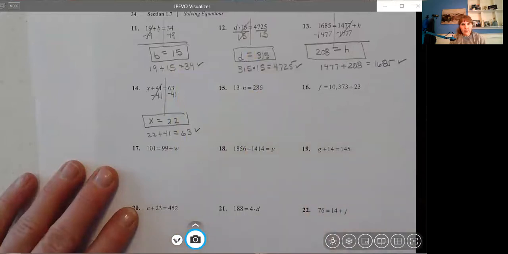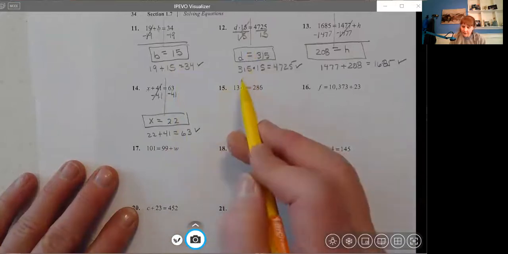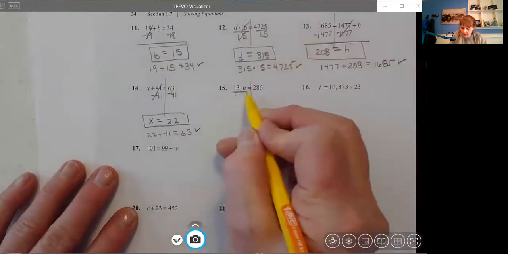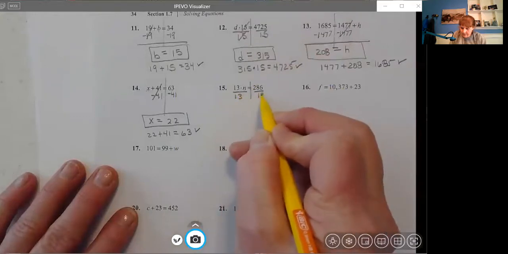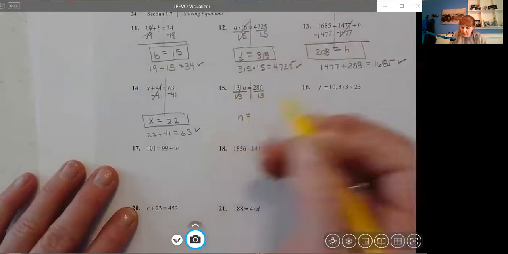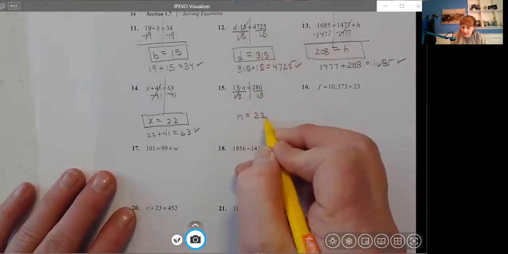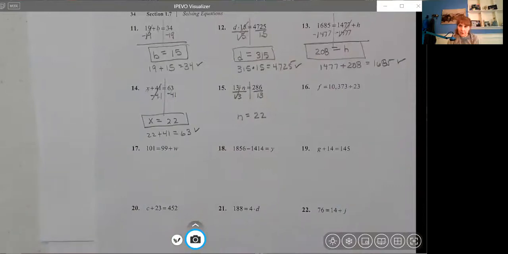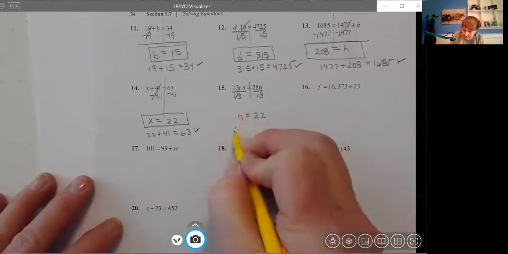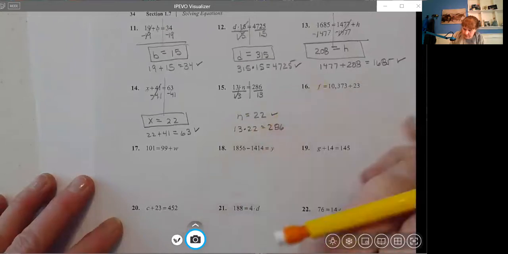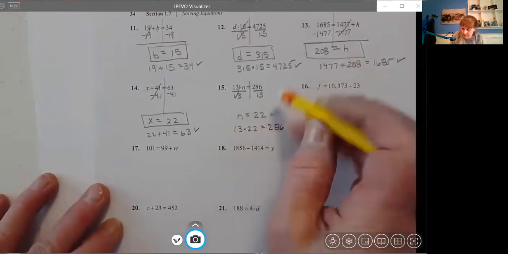Let's take a look at this one right here. 15. I have 13 times n. So in order to get the n by itself, I'll divide by 13. So n then is equal to, I think that's even, 286 divided by 13, 22. Which means if you take 13 times 22, you should get 286, which you do. So there's, oh, I put the check mark by the wrong one. There we go.